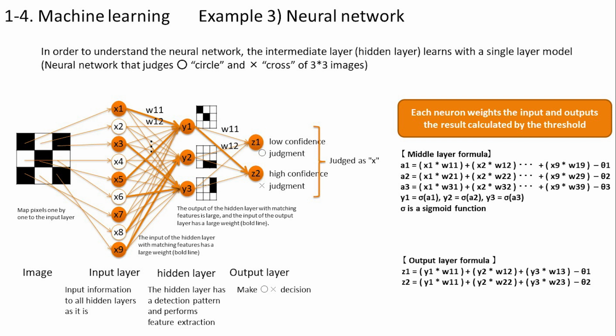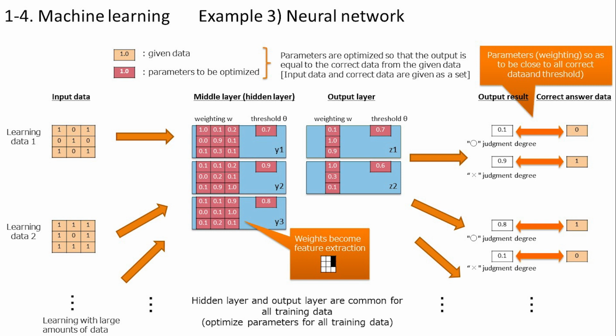Next, let's take a closer look at this topic. It shows an example in which the variables described in the previous figure are replaced with specific numerical values. As the data to be given, the input training data and the output correct data are given as a set. The data to be optimized will be the numerical value in white. Specifically, the weighting and threshold of each neuron in the intermediate layer and output layer are optimized.